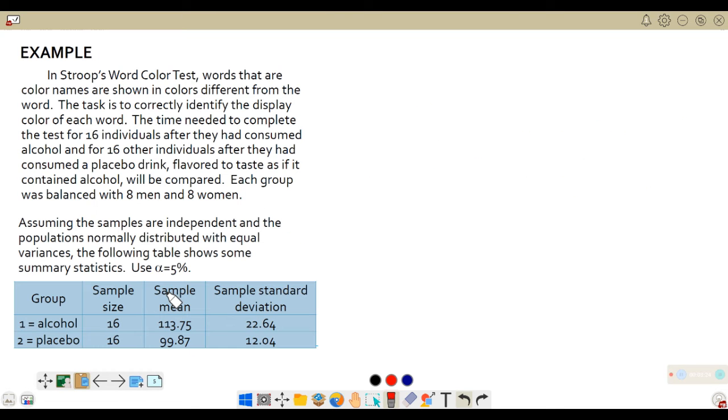This is our example. So, in Stroop's word color test, words that are color names are shown in colors different from the word. The task is to correctly identify the display color of each word. The time needed to complete the test for 16 individuals after they had consumed alcohol and for 16 other individuals after they had consumed placebo drink flavored to taste as if it contained alcohol will be compared. So, each group was balanced with 8 men and 8 women.